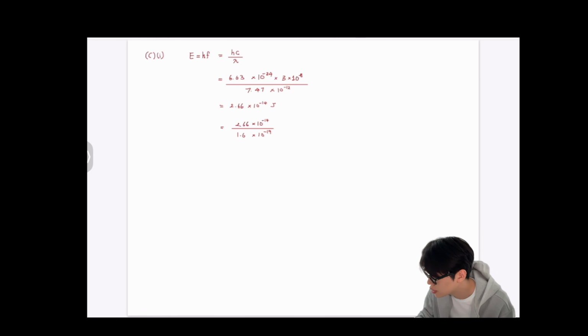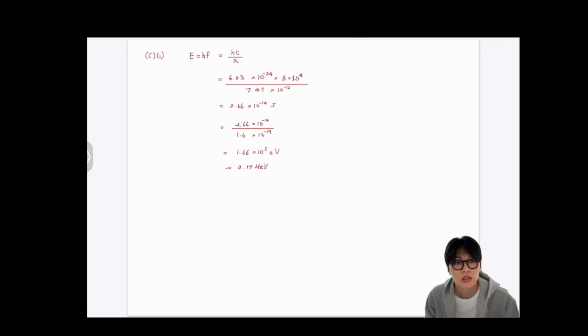So that is equal to about 1.66 times 10 to the 5 eV. So that is actually equal to 0.17 MeV. Okay, that was question C1. And moving to question C2, they said calculate the kinetic energy of the recoiling electron.